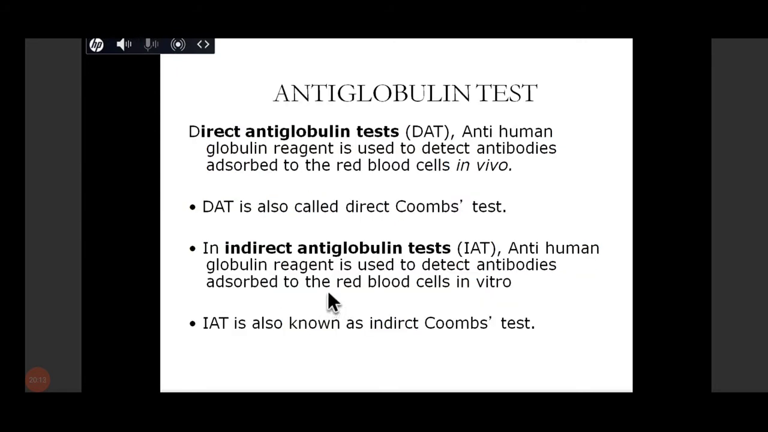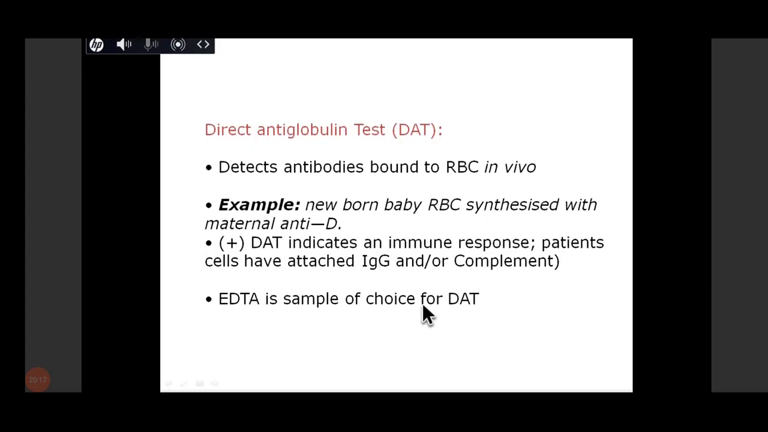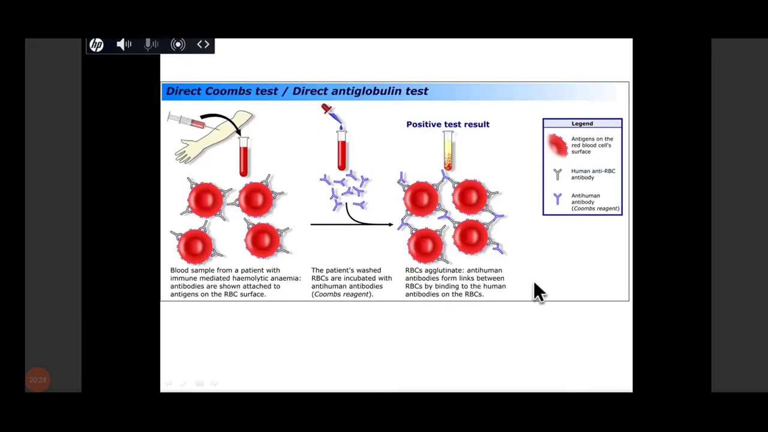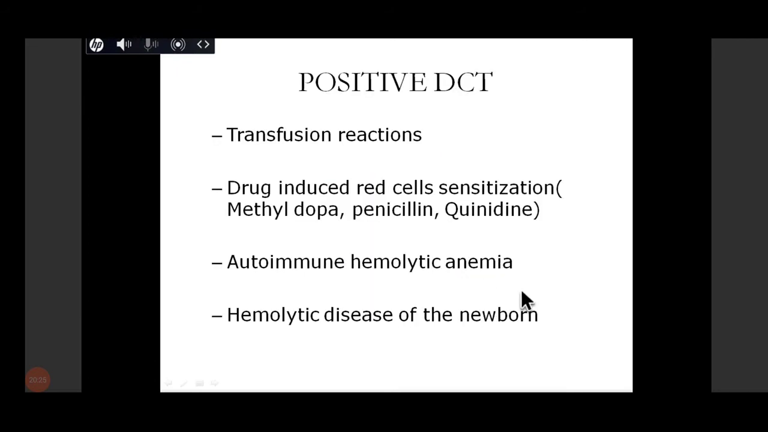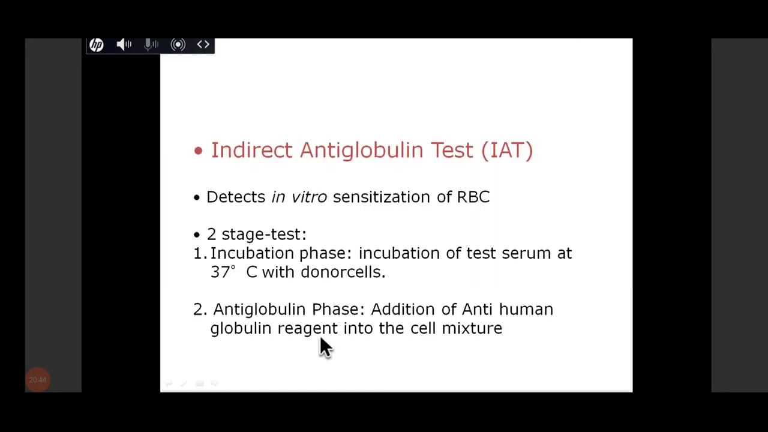What are the uses? First is the direct Coombs test, which mainly detects antibodies in vivo. I'll not go much into this. It is used mainly in transfusion reactions, drug-induced red cell sensitization, autoimmune hemolytic anemias, and hemolytic disease of the newborn, where we do a positive direct Coombs test.